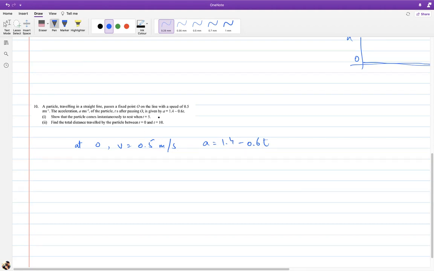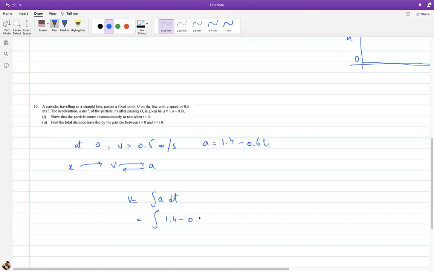So instantaneous to rest means that the velocity is 0. Now we do not have an equation for velocity. So how do we figure that out? We know the relation between displacement, velocity, and acceleration. Acceleration is the derivative of velocity, which means velocity is the integral of acceleration. So if I want to find velocity, I'll simply integrate acceleration. And I know what acceleration is.